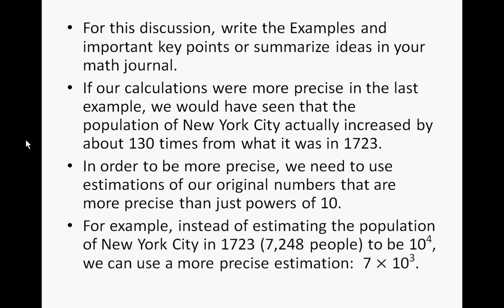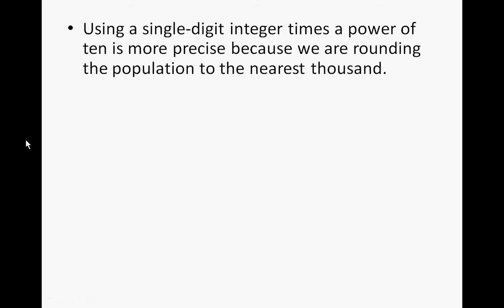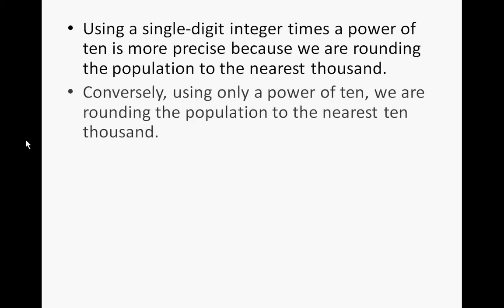So for example, we're going to stick with our New York City population. Instead of estimating the population of New York City at 7,248 to be 10 to the 4th power, which was 10,000, we can use a more precise estimation of 7 times 10 to the 3rd power, or 7,000. Using a single-digit integer times a power of 10 is more precise because we are rounding the population to the nearest thousand. Conversely, using only a power of 10, we are rounding the population to the nearest 10,000.